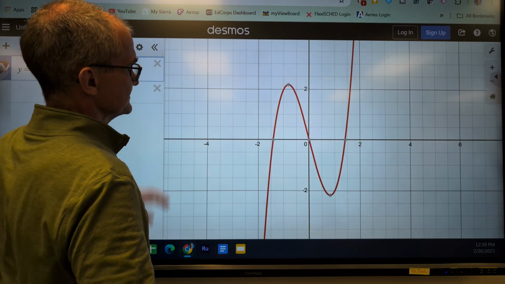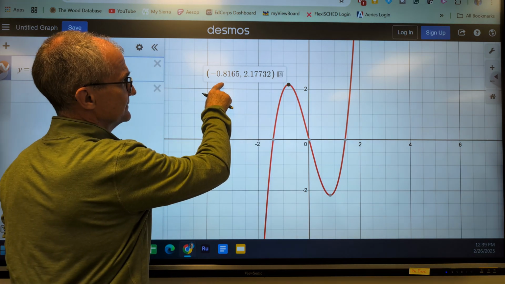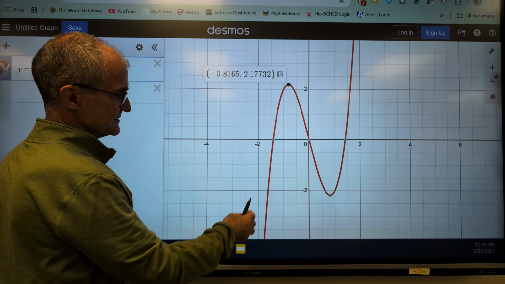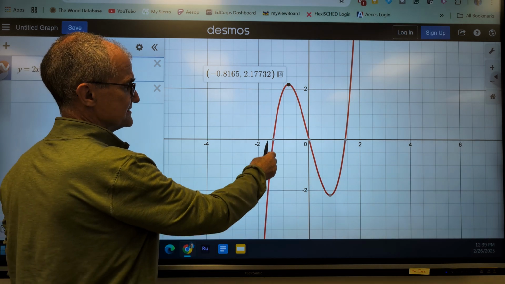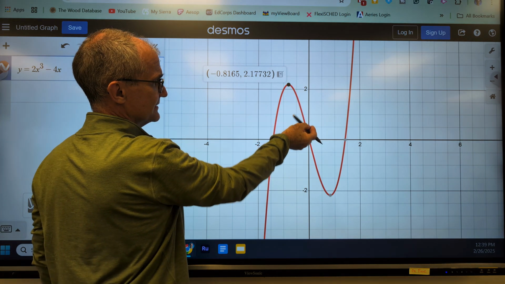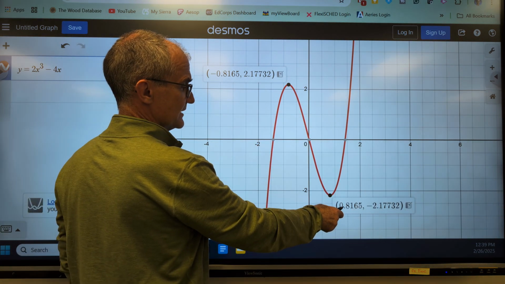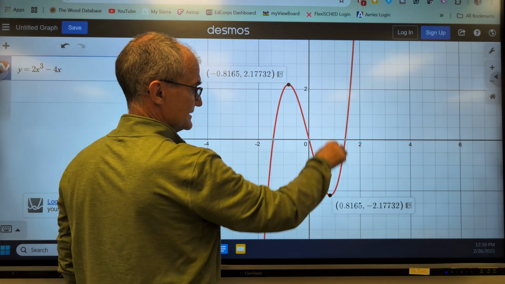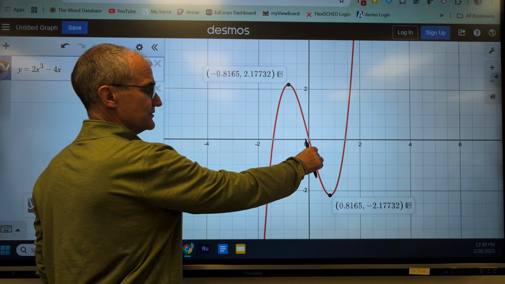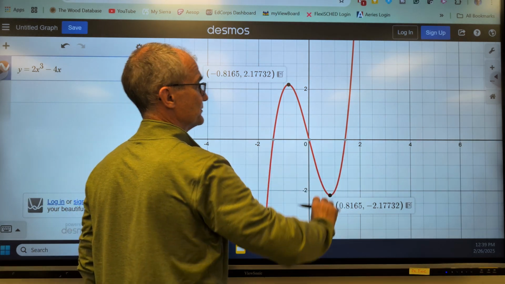So I'm over here in Desmos, and I could see that negative 0.816 right there with that corresponding y value is a maximum point. My slope going towards it is positive, positive, positive, 0, and then negative, negative, negative. This coordinate right here, over 0.816, up negative 2.2, is my minimum. Here I have that negative slope, negative, negative, until my slope hits 0, and then my slope's positive.